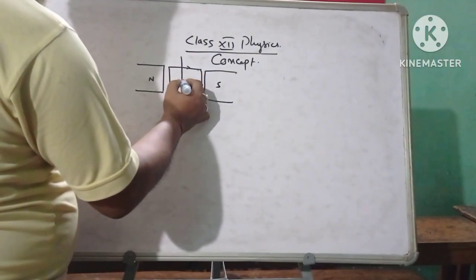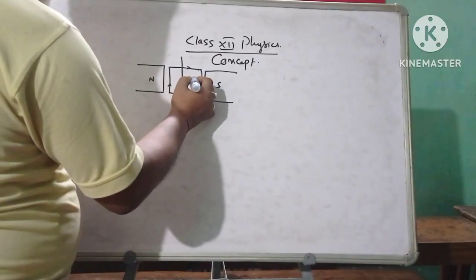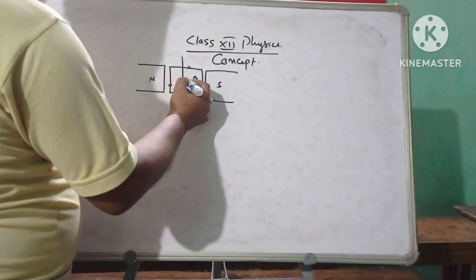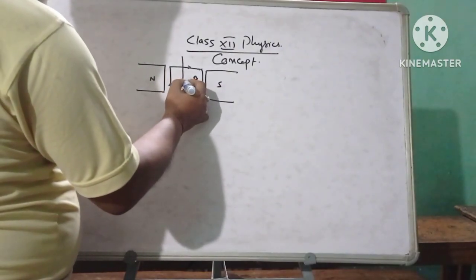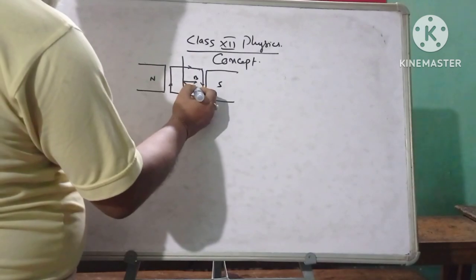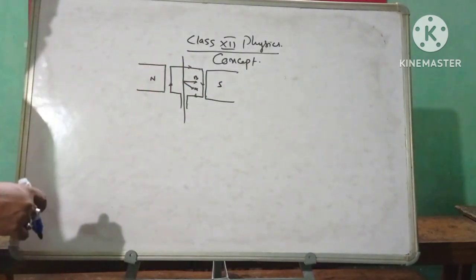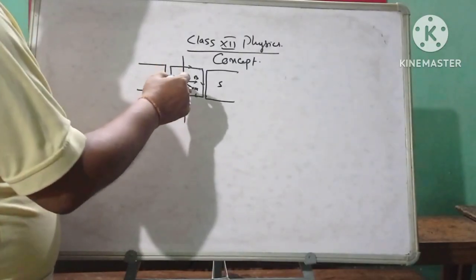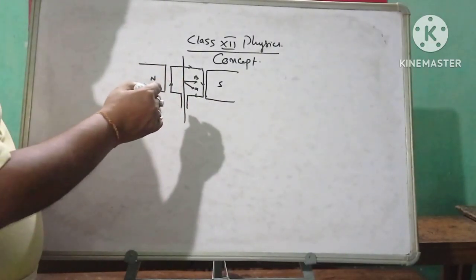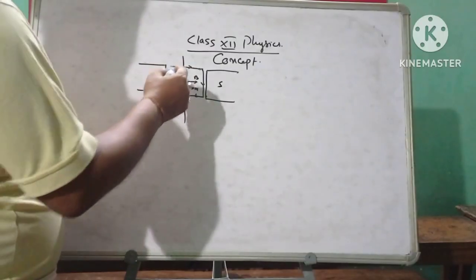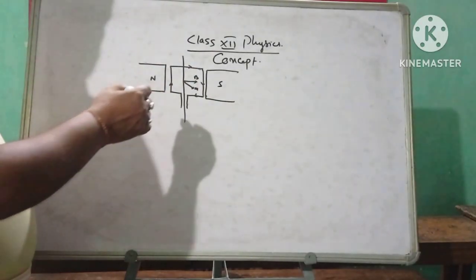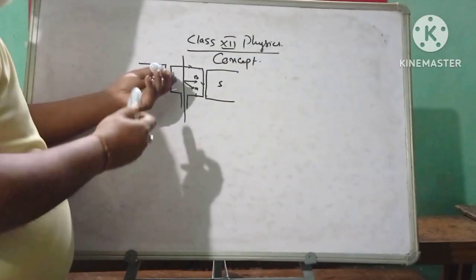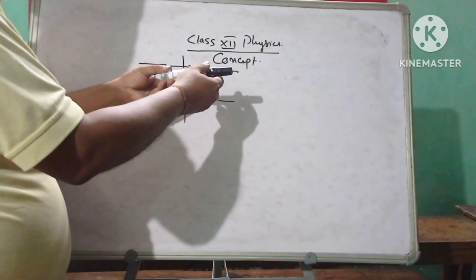Here you see the direction of the magnetic field is this. And the direction of the dipole moment, that is M, it is into the plane of the paper. Into means it is like this. Here this is the coil, and here this is the magnetic field.